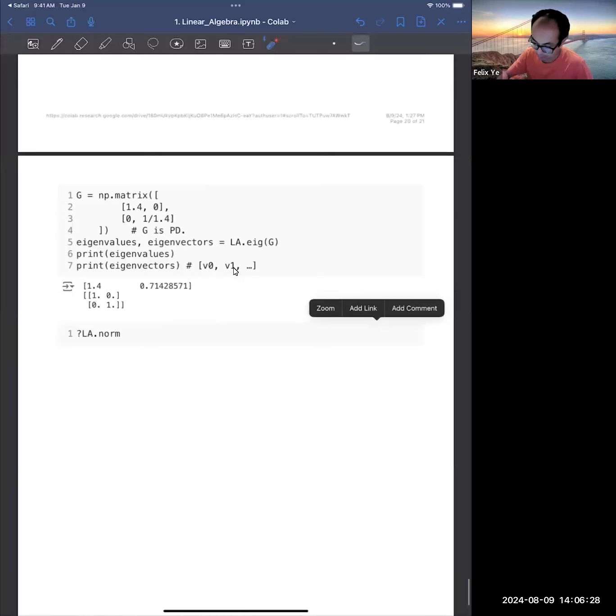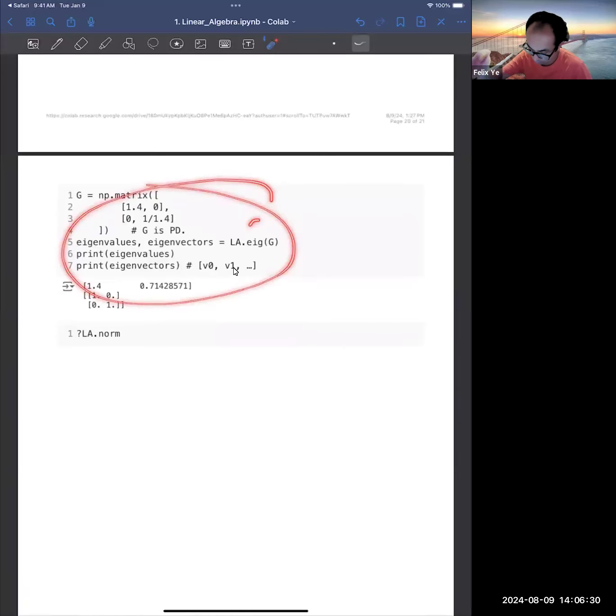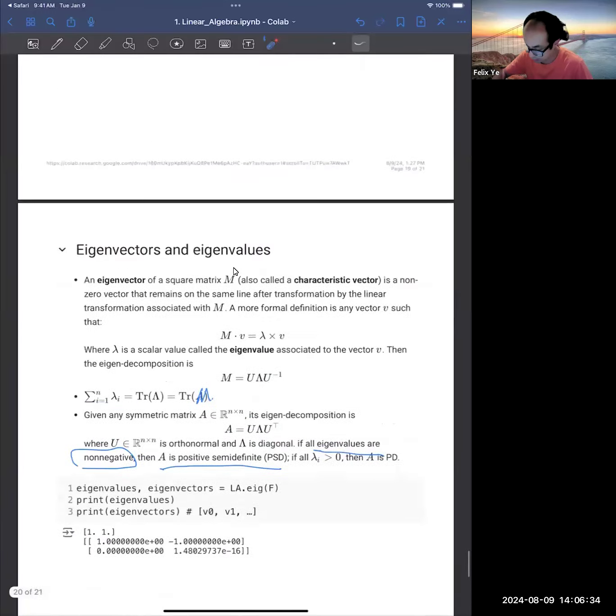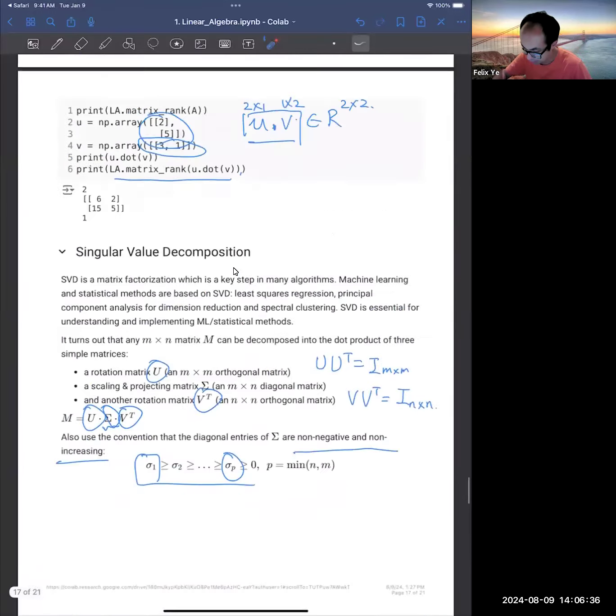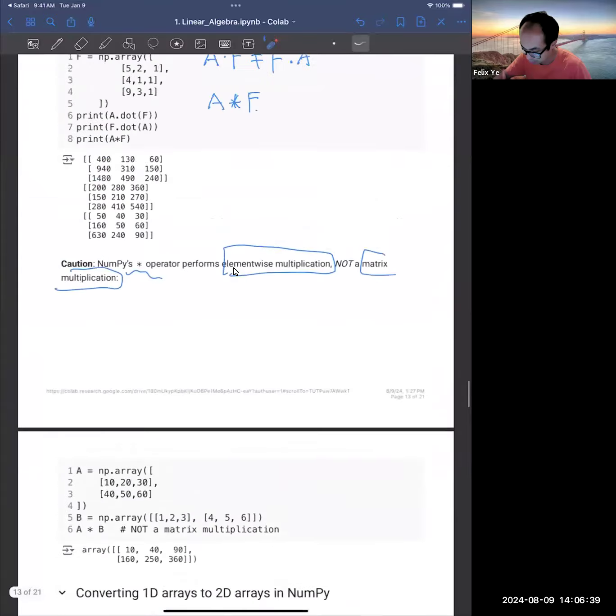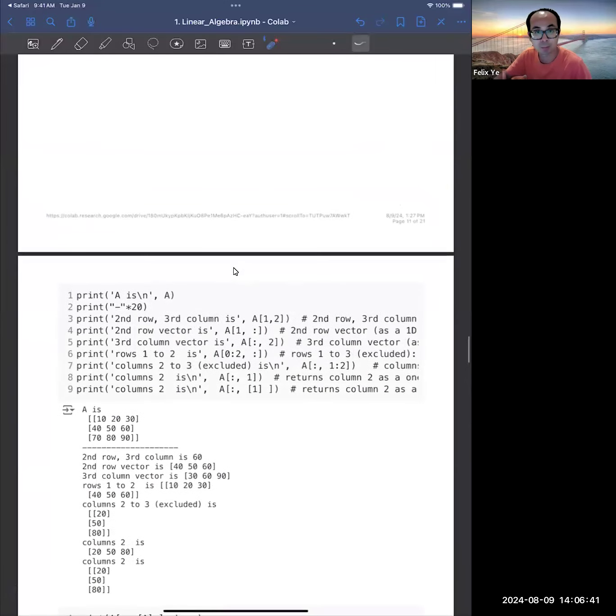All right, so these are some simple things that we work with. I think that's everything I want to talk about for linear algebra in this portion. In the next part, we're going to talk about optimization and vector calculus.